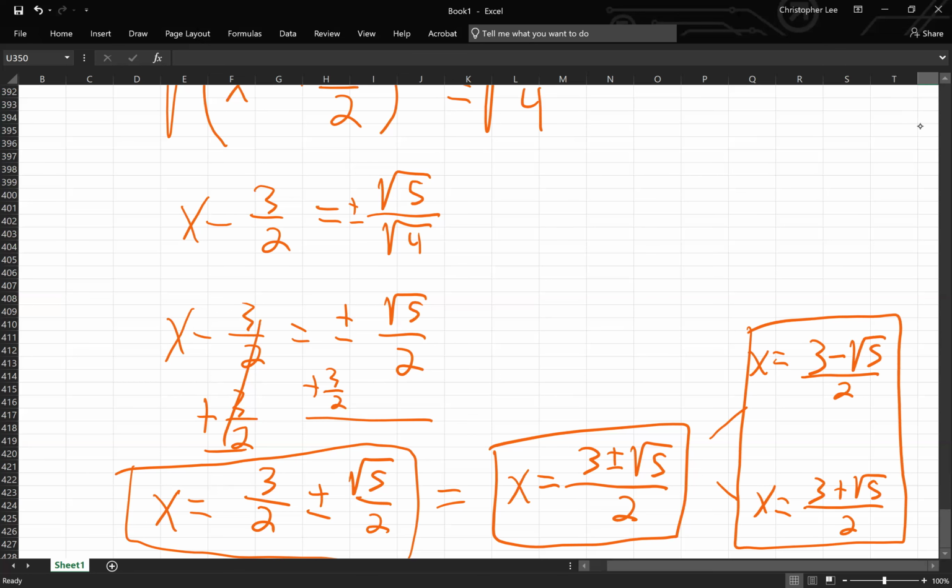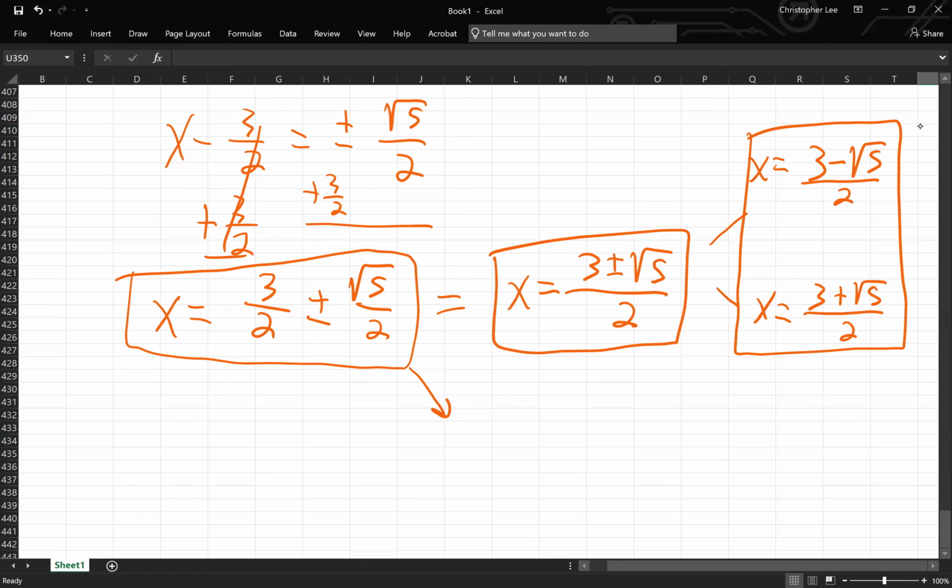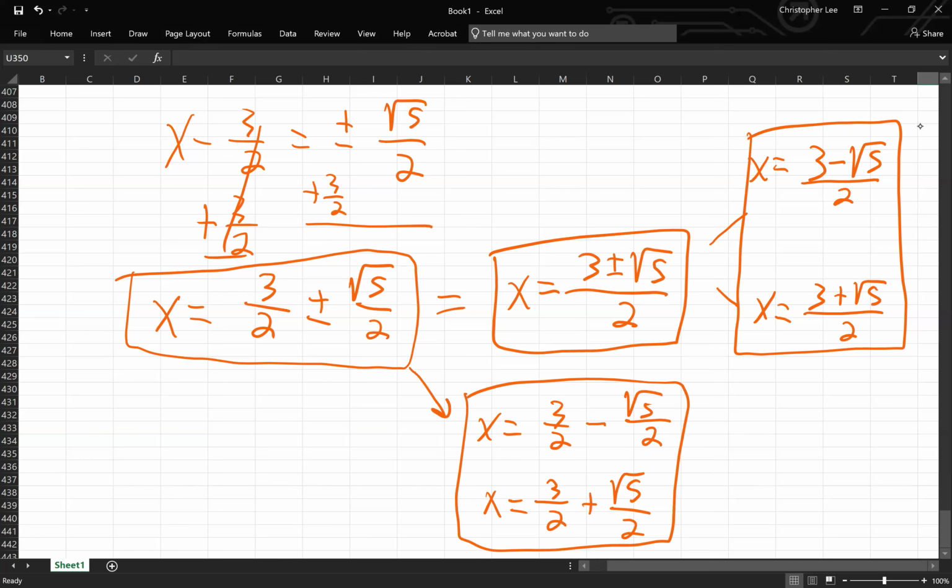I guess it's fair to say that this could have also gone this way. I could have said x equals 3 over 2 minus square root 5 over 2. That's technically legal. And x equals 3 over 2 plus square root 5 over 2. That is also the same thing. Any one of these four answers, however you like to put it, your choice. All right, no pressure. Questions on it?